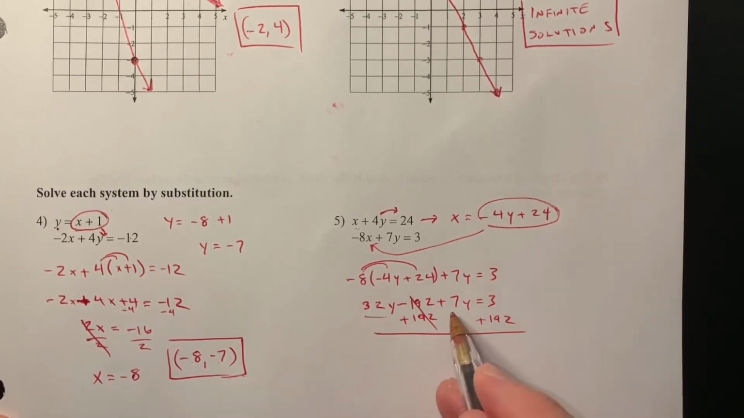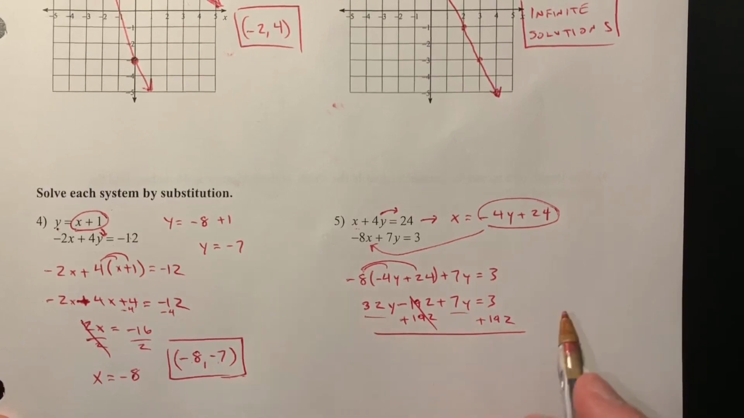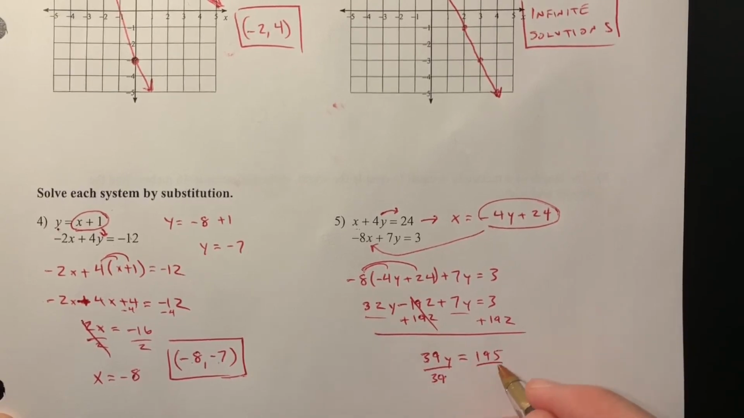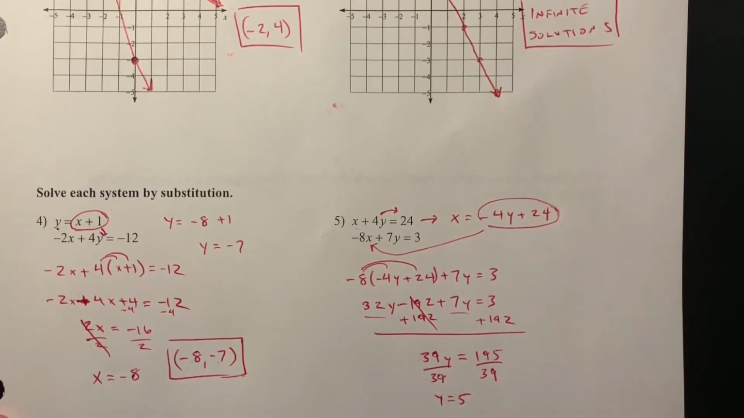And I'll combine these like terms. 32y plus 7y is 39y, and that equals 195. And then I can divide both sides by 39. 195 divided by 39 is 5. So I get a y value of 5.